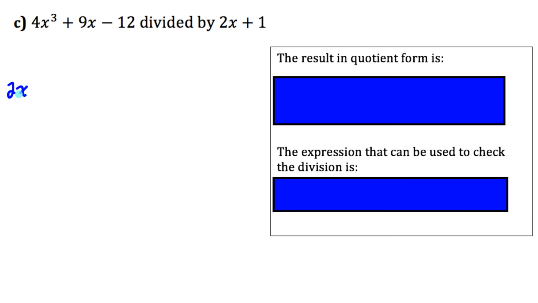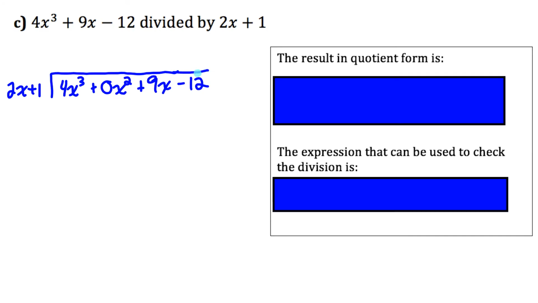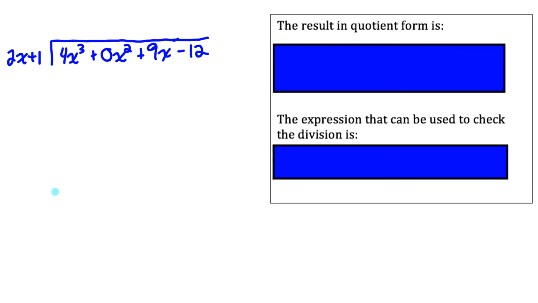Let's put our divisor outside, and underneath, let's put our dividend, 4x cubed. Next should be a degree 2 term, but we don't have one, so I'm going to put plus 0x squared, plus my degree 1 term, plus my degree 0 term, which is negative 12. So there's how we're going to set up the division. Make sure you have this placeholder for the degree 2 term. Now we just run the division like always, making sure to always line up like terms.